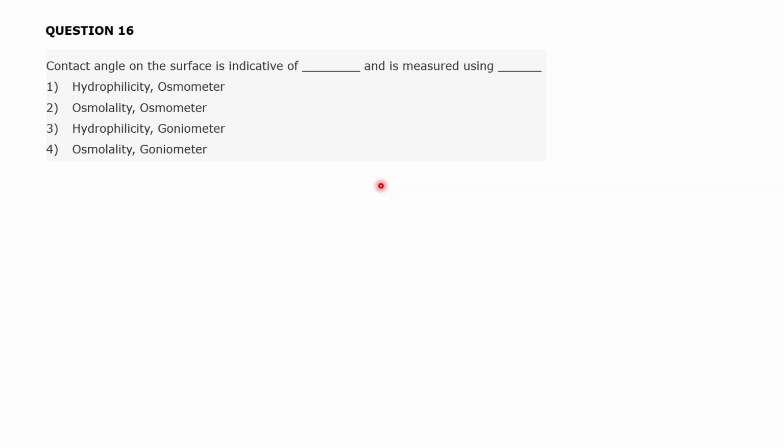Yeah, this we have discussed earlier also, contact angle measurement, right? So contact angle measurement is used to indicate not just hydrophilicity but also hydrophobicity. It gives the surface characteristics of that particular specimen, right? And it is measured by an instrument called a goniometer, and the procedure is called contact angle goniometry.